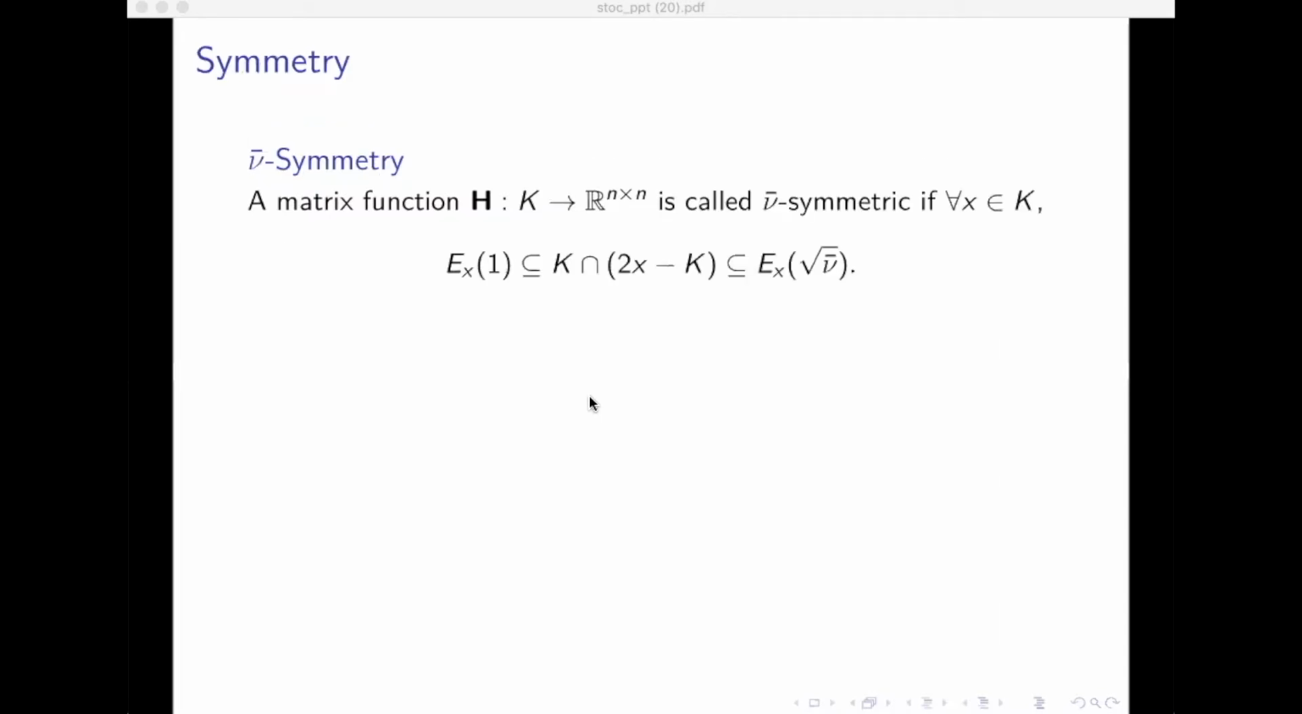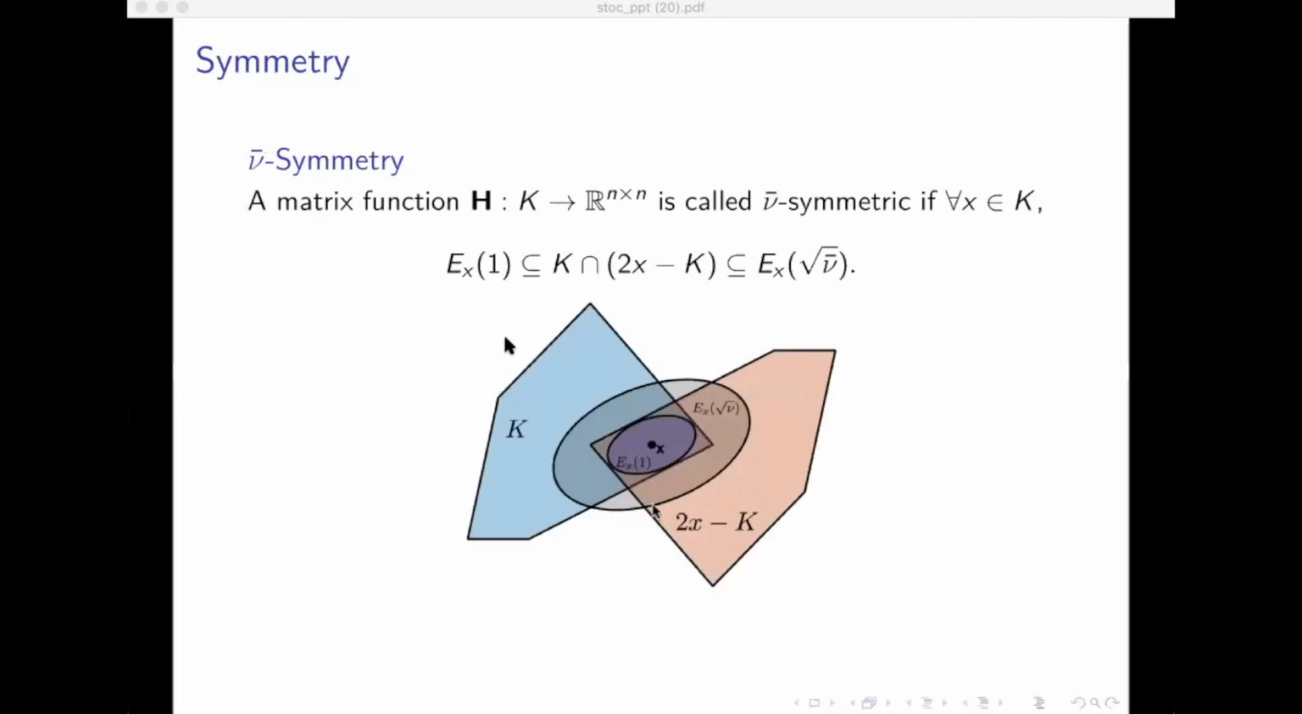A matrix function H is called nu-bar symmetric if for all points x in K, the Dikin ellipsoid of radius 1 is contained in the symmetric body K intersection 2x minus K, and the Dikin ellipsoid of radius square root nu-bar contains K intersection 2x minus K, which is illustrated here. For the Hessian of the log barrier, nu-bar is equal to m.